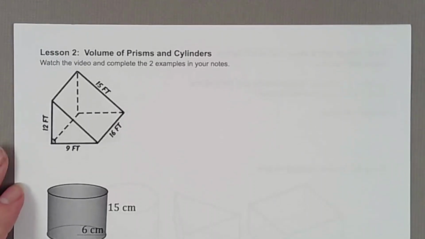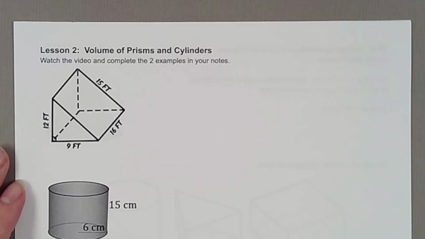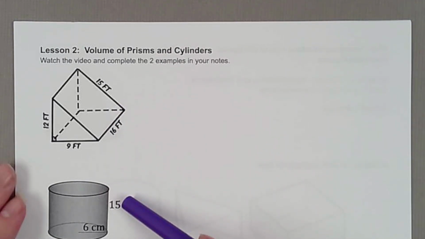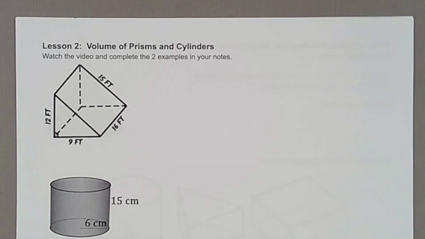This is lesson 2. It's about the volume of prisms and cylinders. I'm going to work through some problems with you. We'll write down some notes, and then you're going to have some practice problems to do at the end.